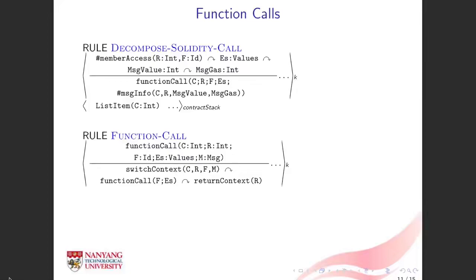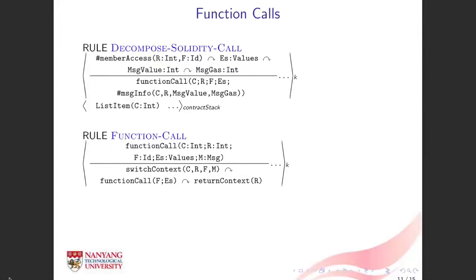There are three substeps in function call. The first one is to switch to the recipient instance from the caller through switch context. The second is an internal function call. The last one is to return to the caller instance through return context.